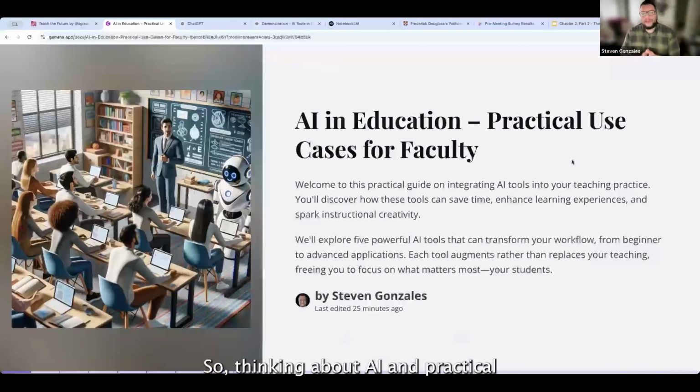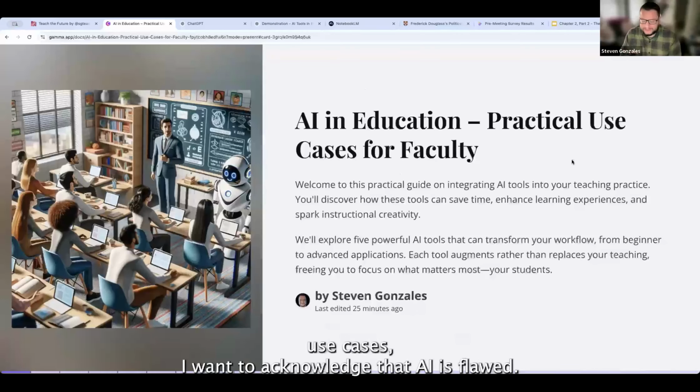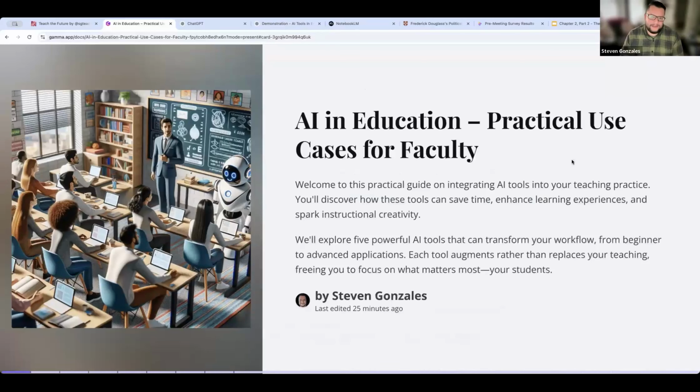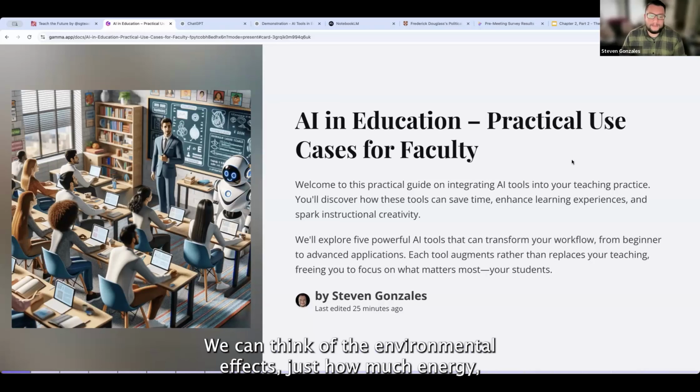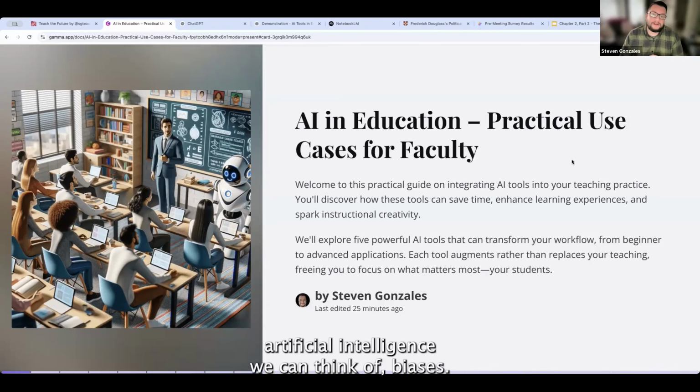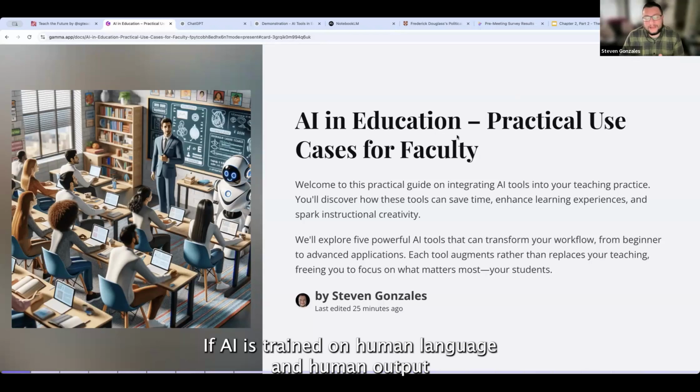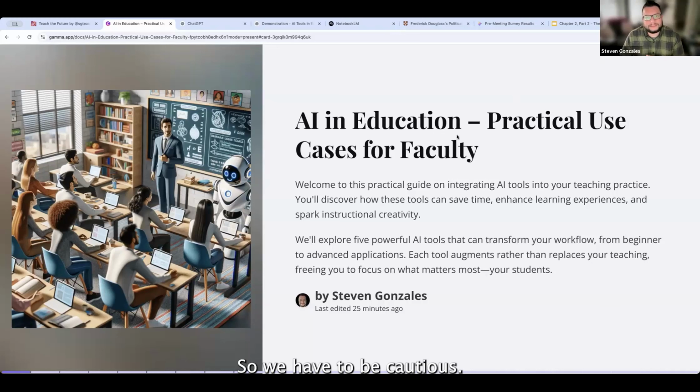So thinking about AI and practical use cases, I want to acknowledge that AI is flawed. AI has some challenges that I frankly do not know how to overcome. We can think of the environmental effects, just how much energy artificial intelligence uses. We can think of biases if AI is trained on human language and human output. That also would carry human imperfection and human biases. So we have to be cautious.